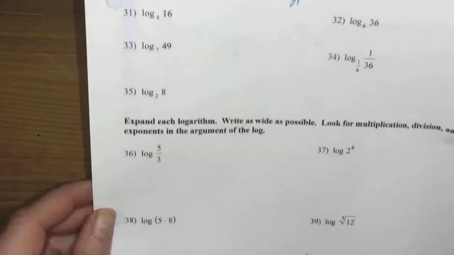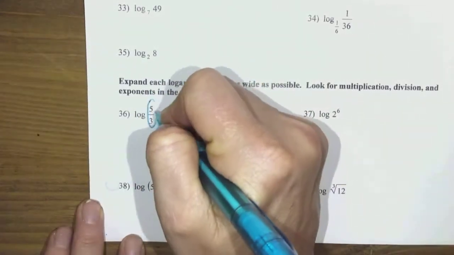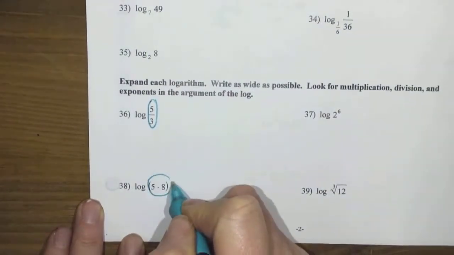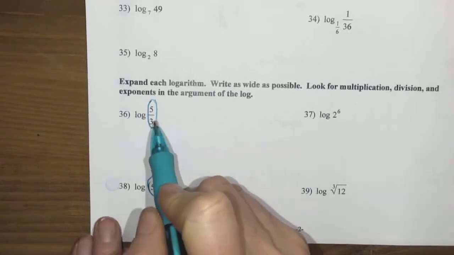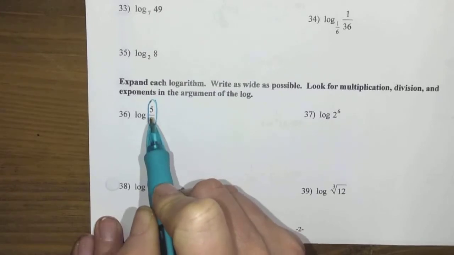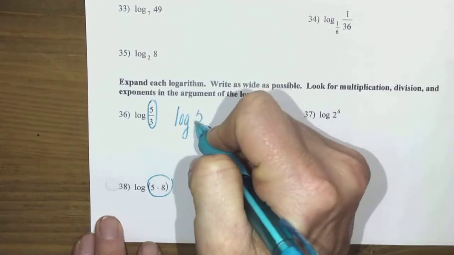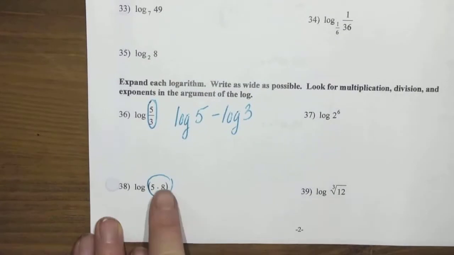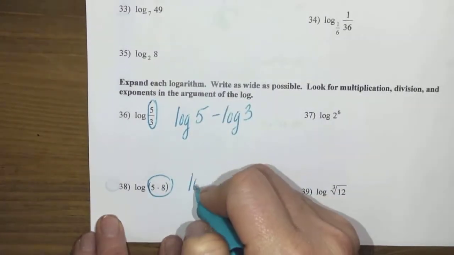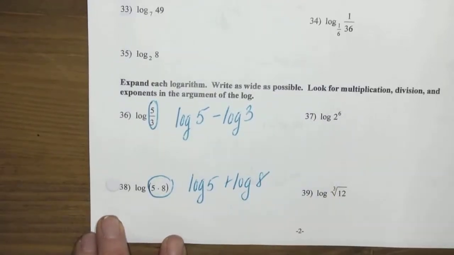Next section is expanding. If you have a fraction or multiplication in the argument position, you can expand it and write it as more than one log. I like to say a fraction means subtraction, to help me remember that this is equal to the log of 5 minus the log of 3. If this is multiplication, it's the log of 5 plus the log of 8.